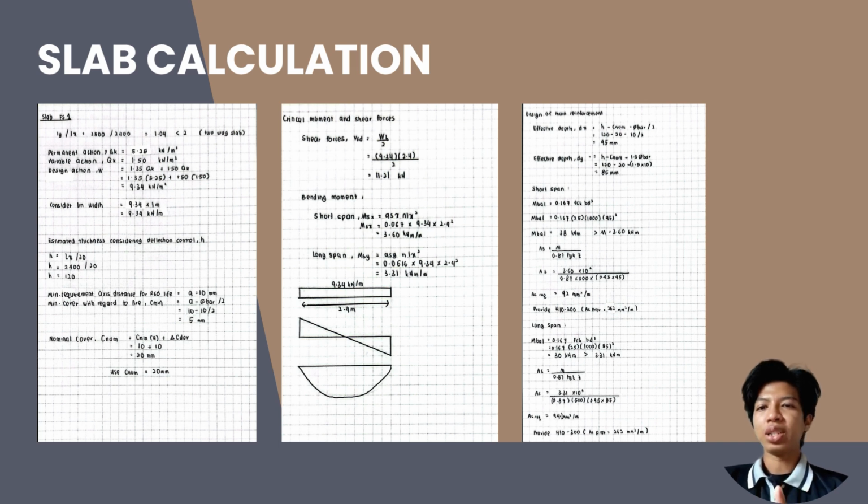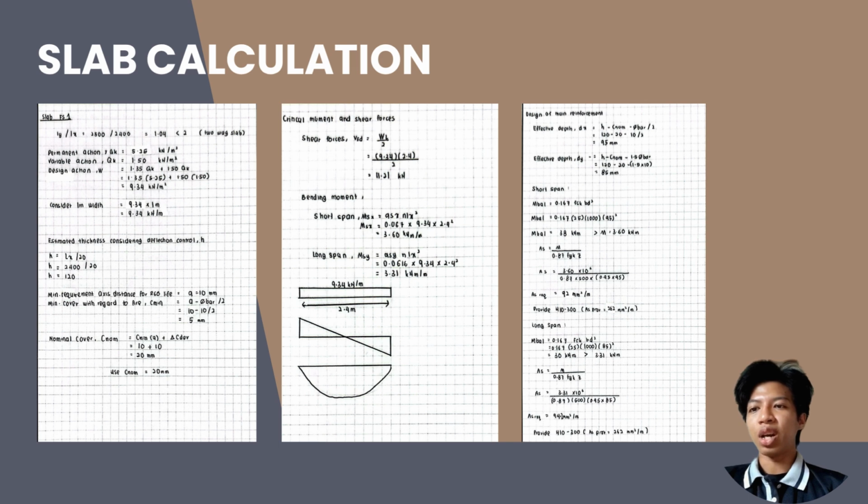And then we need to do the slab calculation. We are taking slab F as an example. We need to know the Ly per Lx, whether it is a two-way slab or one-way slab. And then we need to consider the 1 meter width and design action. Then also estimate the thickness considering deflection control. Our H is equal to 120.